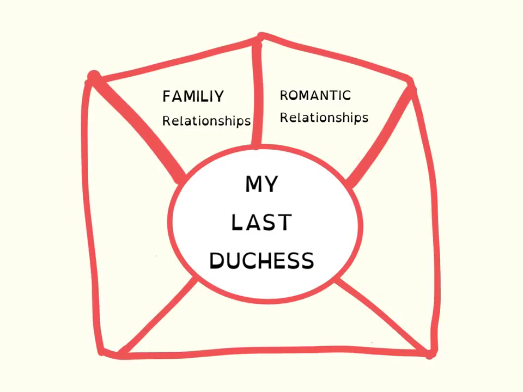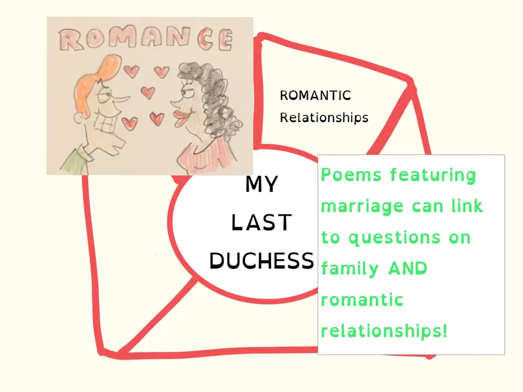Next theme up is romantic relationships, and I believe the 2017 exam question focused on romance. Any poem that explores marriage in the relationships cluster is sort of like double bubble. Whether you're looking at family relationships or romantic relationships, irrespective of the sort of relationship it is, you can roll out My Last Duchess with its dynamic between husband and wife.